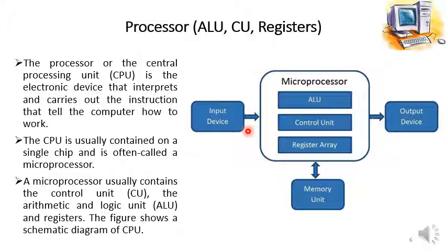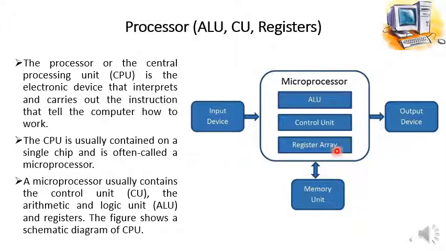The data which is going to be executed currently, first of all, it will be stored in the registers memory, or the instructions which are going to be executed, they are going to be stored in this primary memory, that is called register.